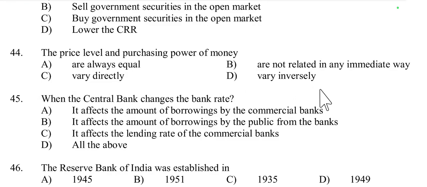So the relationship between price level and purchasing power of money, we know that when in the economy the price level rises, the price level of a good rises, then the purchasing power of money decreases.